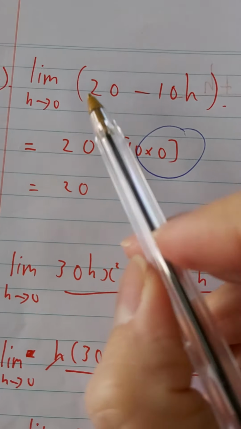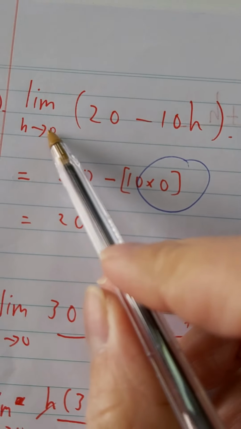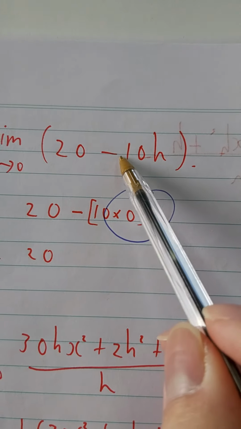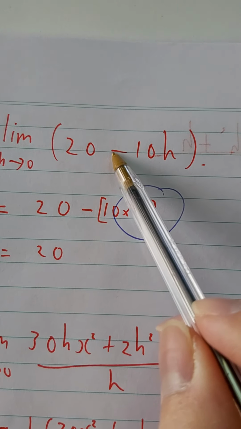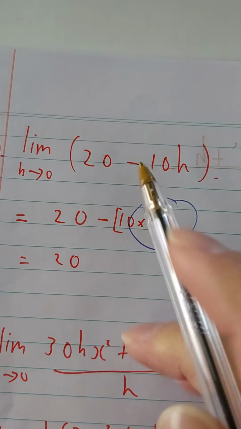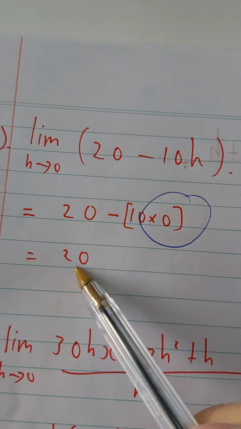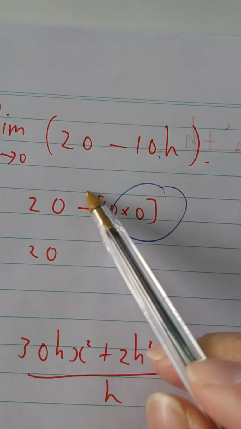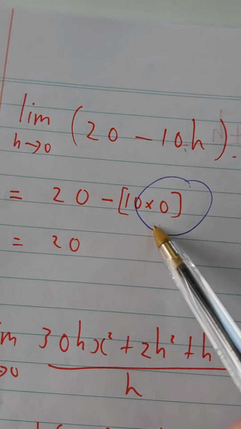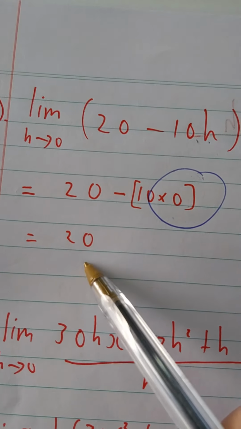So if the question is 20 minus 10h, limit h is approaching 0, and it is just subtractions, you just treat h as 0. So this will disappear and it'll be just 20. However, actually, you can't really write like this because h is not 0. I'm just writing this so that you know that you can just treat h as 0. So if you see questions like this, you straight away write 20.